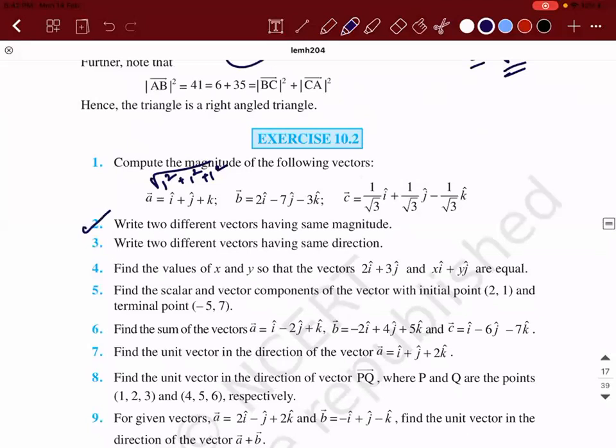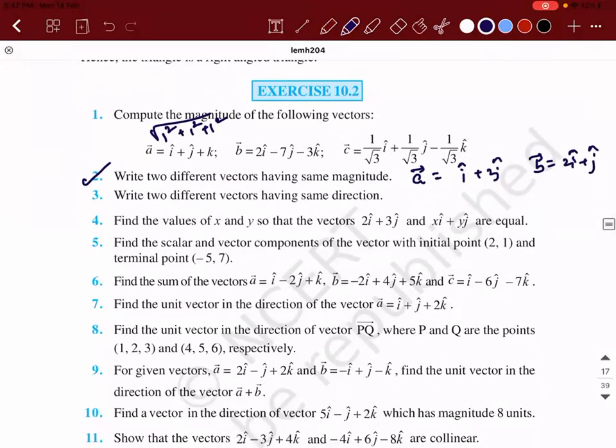So write two different vectors which have the same magnitude. A vector I can write as i cap plus 2j cap, and B vector I can write as 2i cap plus j cap. They both are different vectors, but they have the same magnitude. Write two different vectors having same direction. So A vector will be i cap plus 2j cap, B vector will be 2i cap plus 4j cap.